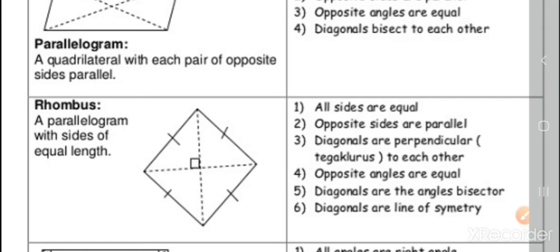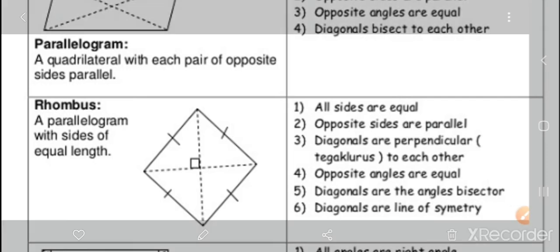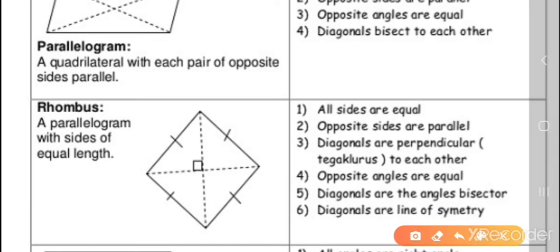Next one, opposite angles are equal. So you know that opposite angles are equal. These angles will be equal. Now diagonals are the angle bisectors. Diagonals are the angle bisectors. That means what, children?